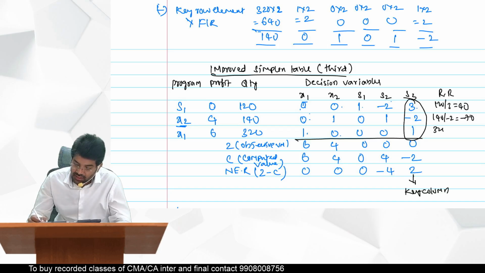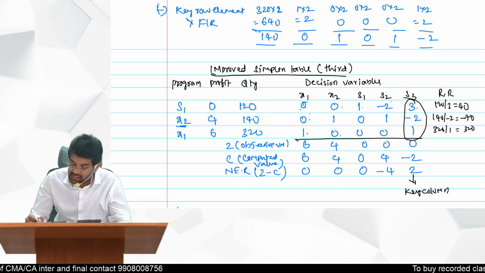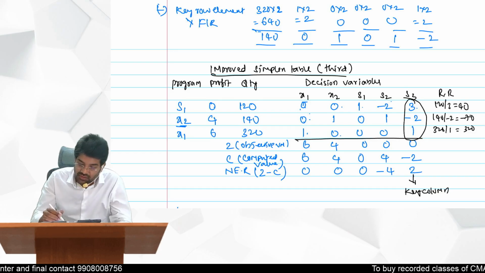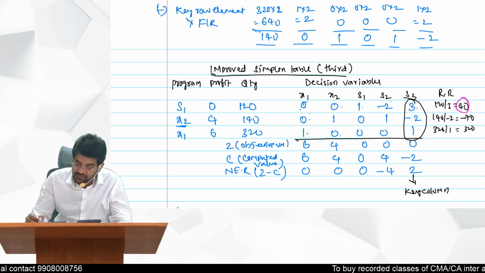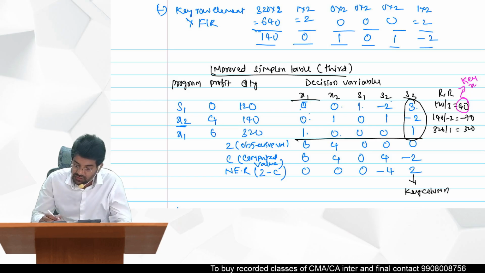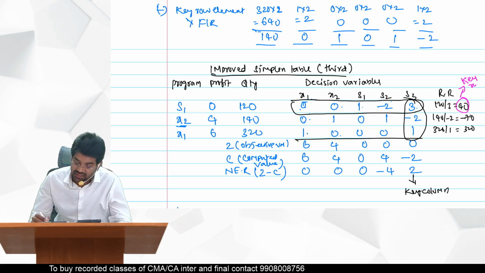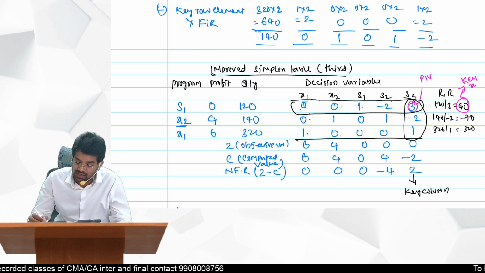Then 320 divided by 1 is 320. Out of this, we should take the least non-negative one. Which one? So this one. This one is your key row. So this one we should replace now. S1 we should replace. So you can see that all slack variables are getting replaced. And this is the junction element. Pivot element is 3 here.